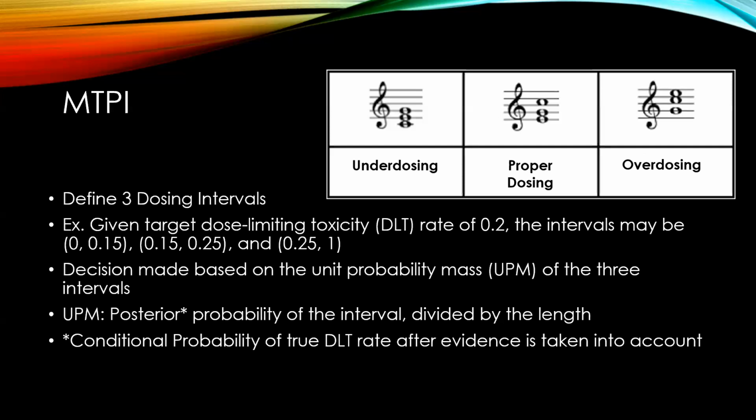Well, it's based on the unit probability mass, or UPM for short, of these 3 intervals. The UPM is the posterior probability, if you're familiar with Bayesian statistics, basically our probability after we've observed the data, of the interval divided by the length. So essentially we're considering the UPM to be the average probability density of the interval. And this is a lot easier to understand if you see it visually.